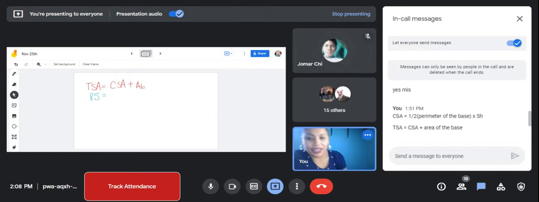Yes, miss. So, I know that in second form we did algebra, and first form we did a little bit of algebra, and this is where algebra and geometry meet. Because now there is something missing in this formula, and we have to find what is missing. Right? So, curved surface area. What is the formula for curved surface area?